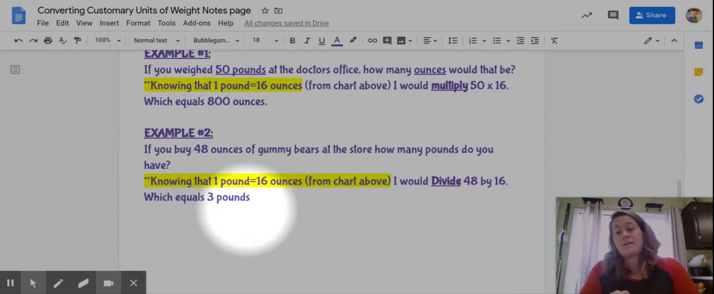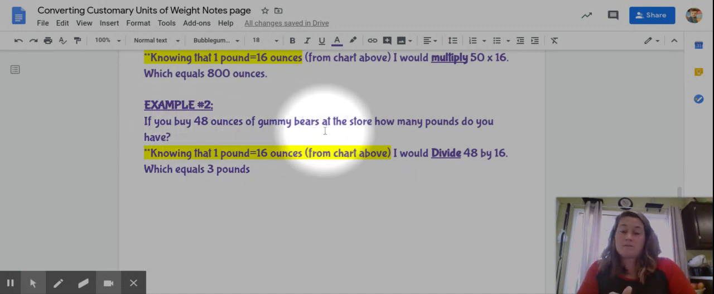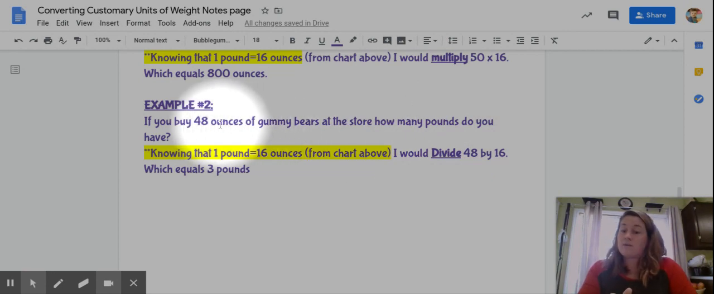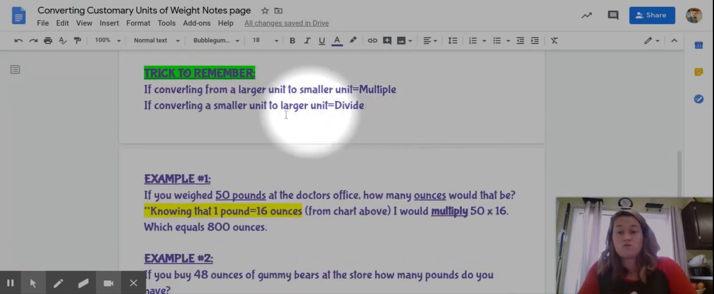Example number 2. If you buy 48 ounces of gummy bears at the store, how many pounds do you have? So now we're going from ounces, which is a smaller unit, wanting to find out pounds, which is a larger unit. So again, going up to our tricks, if converting smaller to larger, we're going to divide.